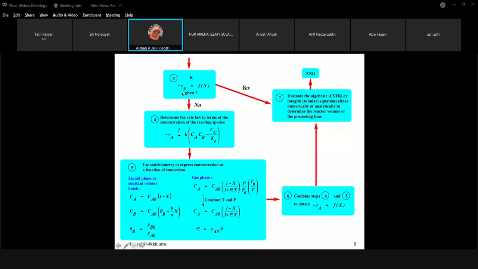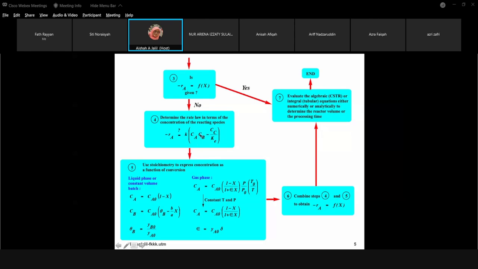You have to solve the rate of reaction, RA. So how to solve the RA? RA depends on the reaction, whether the reaction is irreversible, reversible, first order, second order, zero order, or elementary. This is for example the reversible reaction.